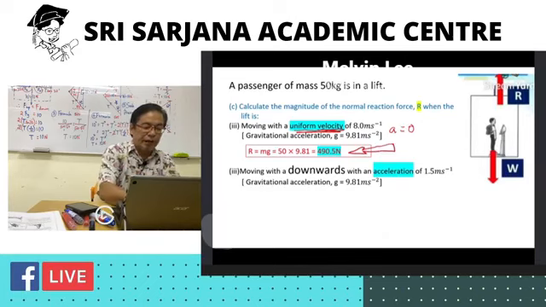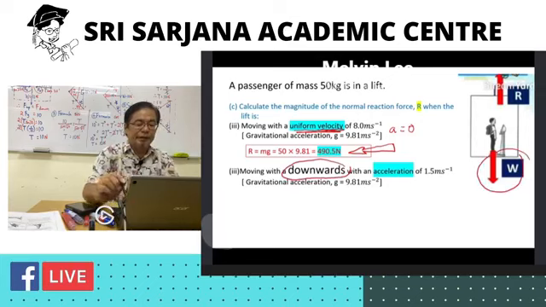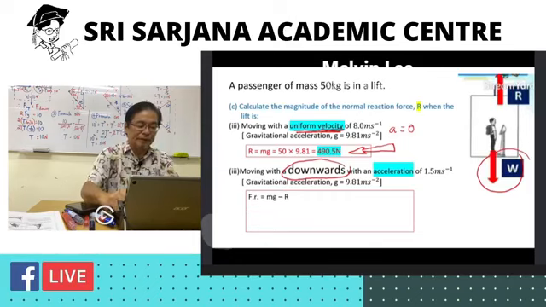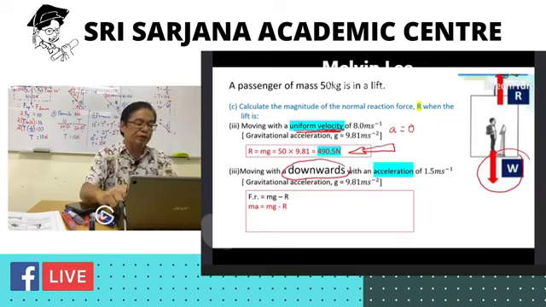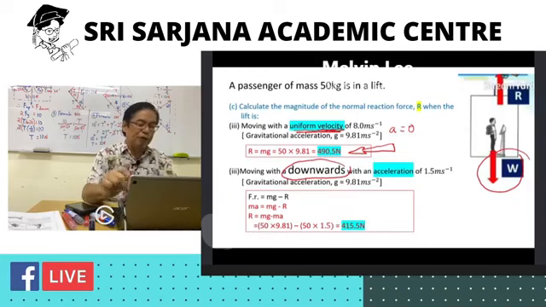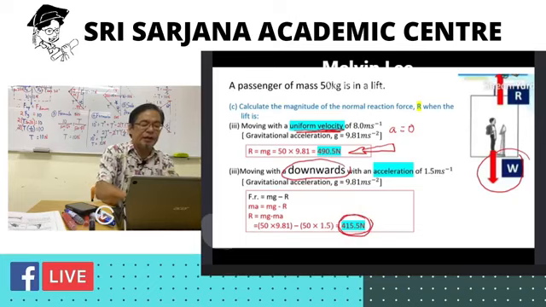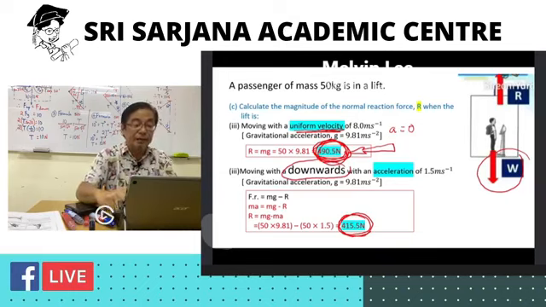Now downward. Downward, W is bigger, betul? Then resultant force is equivalent to W minus R. W is mg, minus R. And then on the left side, F equals ma. Then you rearrange it so that your R equals mg minus ma. And then you put in the value, you get a smaller value. This value is smaller than the actual weight of the person. That's why budak itu akan rasa lebih ringan.